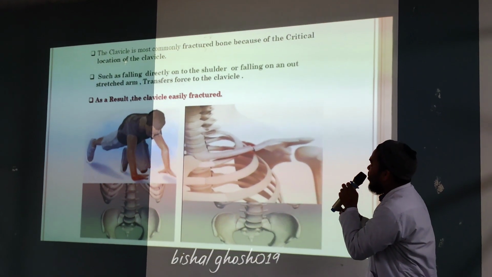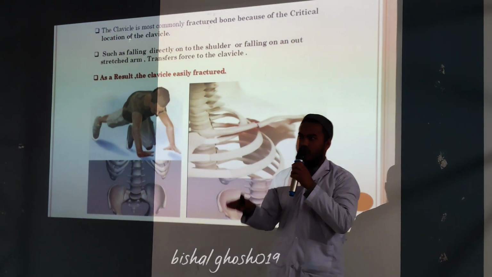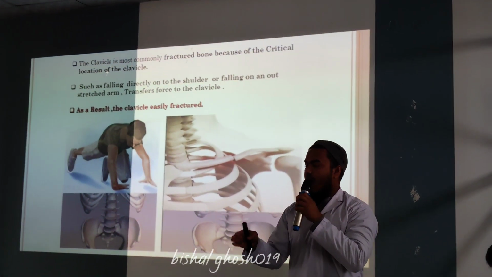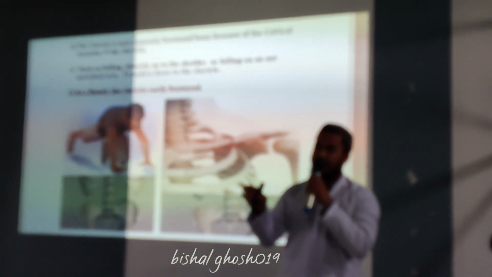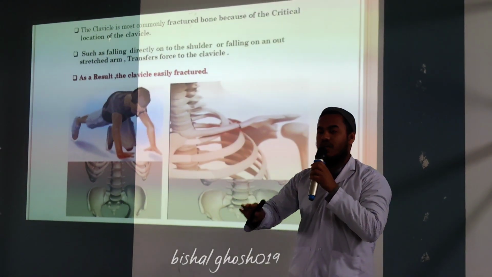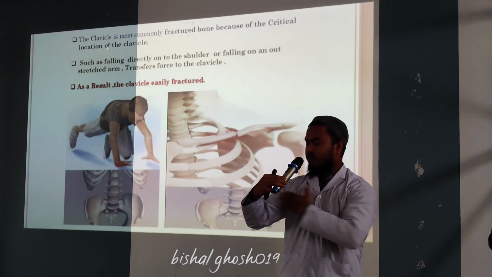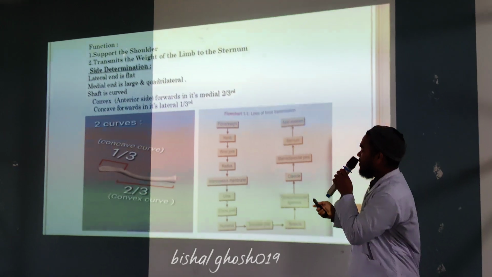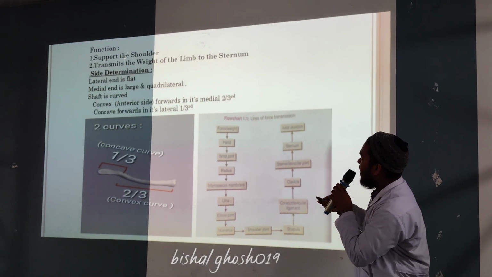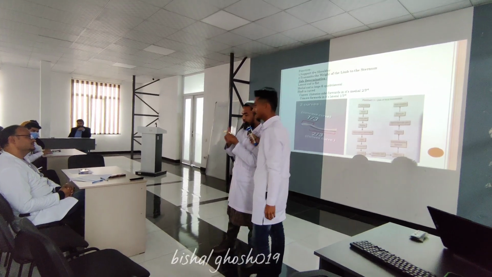The clavicle is the most commonly fractured bone, because when you fall in an accident or when we break something, there is a high chance that our clavicle is fractured, because it transmits our weight from the shoulder to the sternum. The function of the clavicle is to support the shoulder and transmit the weight of the limb to the sternum through the muscles.